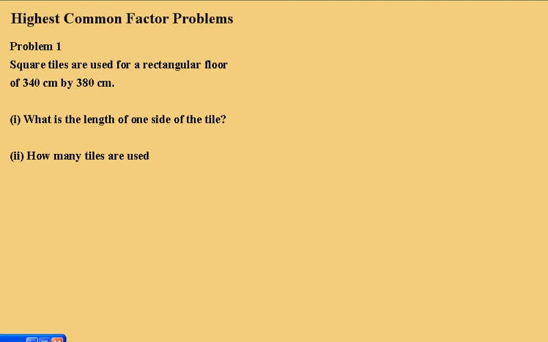Highest common factor problems. Problem number 1. Square tiles are used for a rectangular floor of 340 centimeters by 380 centimeters. What is the length of one side of the tile, and how many tiles are used? Now this is a highest common factor problem. What we'll do here, we'll just work out the highest common factor of 340 and 380.